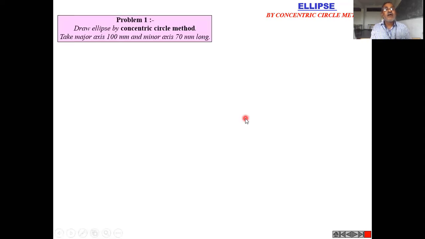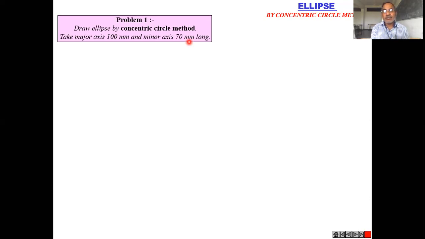Well, so let us take up one question. Draw an ellipse by the concentric circles method. Take major axis 100 mm and minor axis 70 mm long. So straight away, these are the two parameters that we require to follow this method and construct our ellipse, right? Major axis and minor axis are required to follow this method, and in the data also they are given straight away.